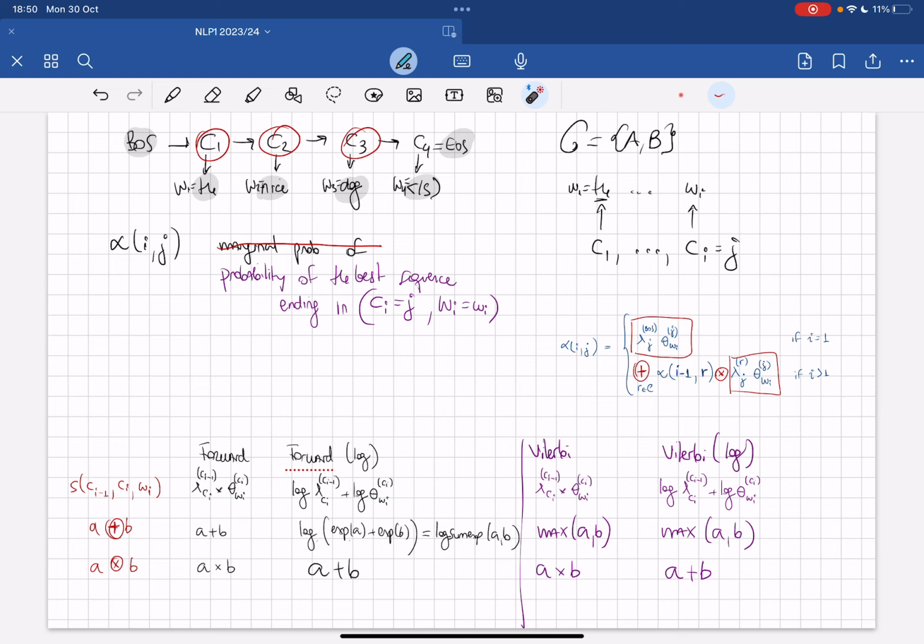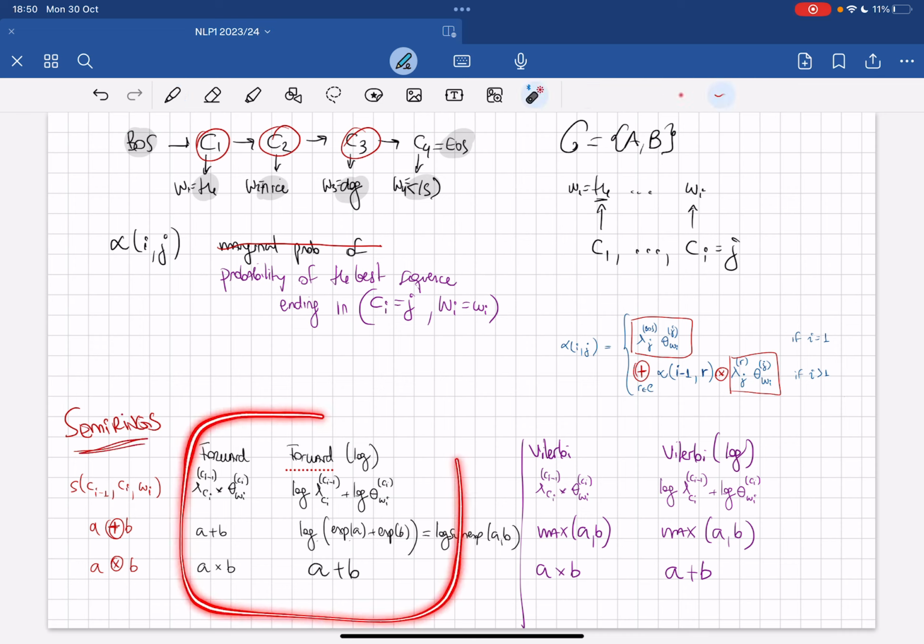If you're curious about this notation and what is the formal tool behind this kind of generalization, you don't need it for this course, but if you're curious to know more about it, it has to do with semirings. For this course, all you really need is to be able to understand conceptually and implement the forward and the Viterbi algorithms, be it in probability space or in logarithm space. Alright, I hope this helps.